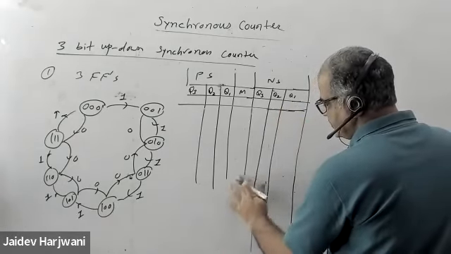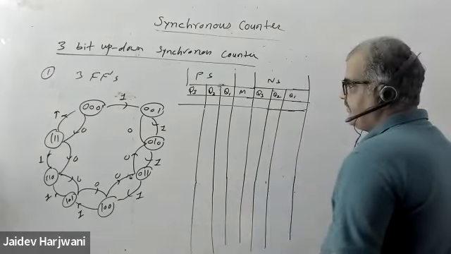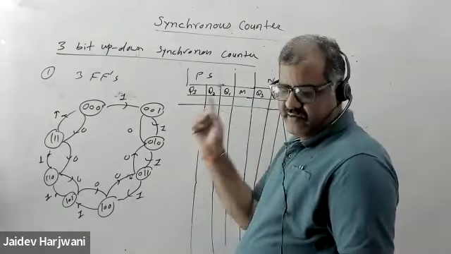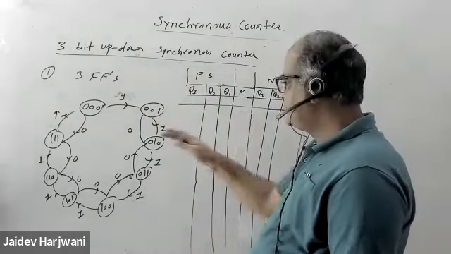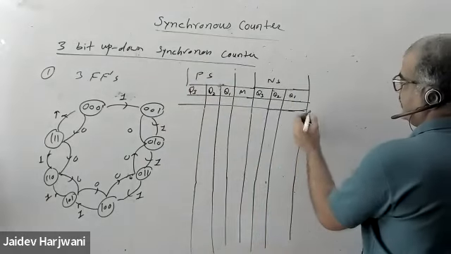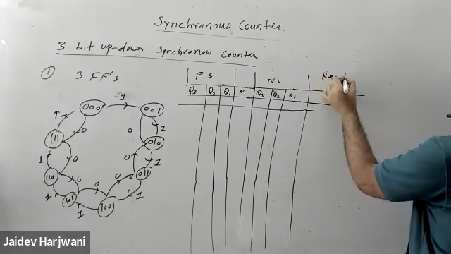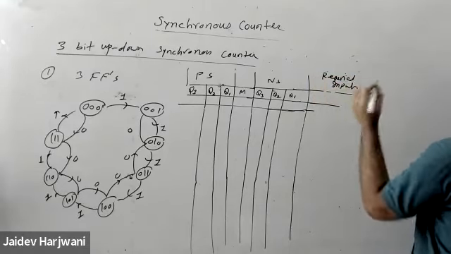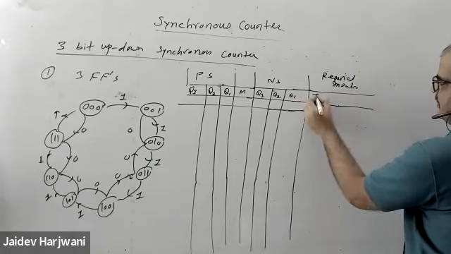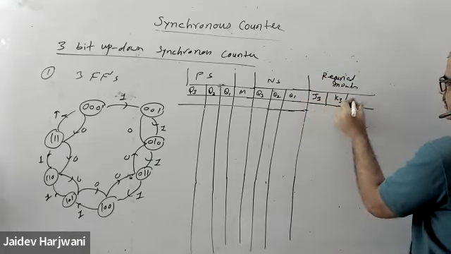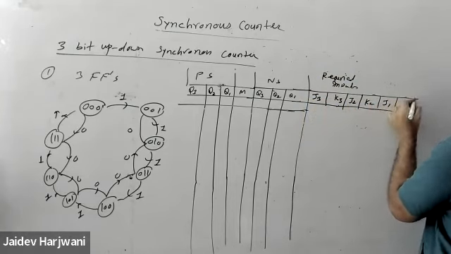Now we have a total of 16 possibilities. It can go up, it can go down. Whenever it's going up, you have to put m equal to 1. Whenever you're going opposite, you have to put m equal to 0. If you want, you can first write the up counter, then the down counter. I will do it simultaneously. That is your choice how you want to make it. And then you are required inputs. So required inputs you need J3, K3, J2, K2, J1, K1.